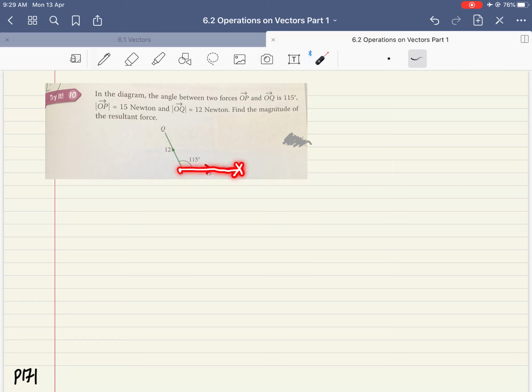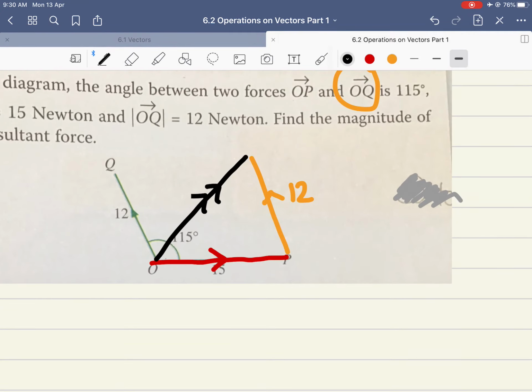So if I'm at O, I walk to P, I'm down here. What I need to do is transplant OQ so that it is down here like this. So if I were to redraw my diagram, what I have is OP plus OQ. The one in orange is OQ. This is 12. And then where's our resultant? The resultant is the one in black over here. Let me just make the diagram a bit bigger for the moment.